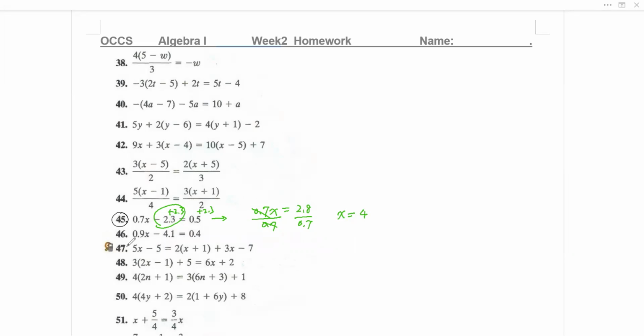That's the easy one. Number 46. So move this, both sides plus 4.1. So here became 0. So we got 0.9x equals 4.5, right? Both sides divide by 0.9. So here crossed out. So x equals 5. That's the solution.